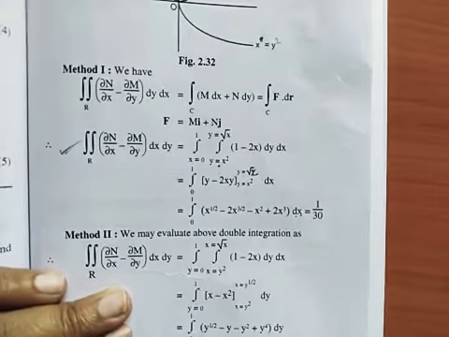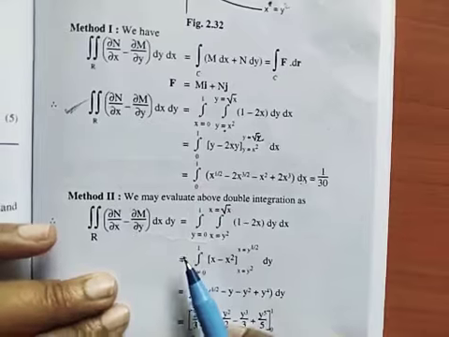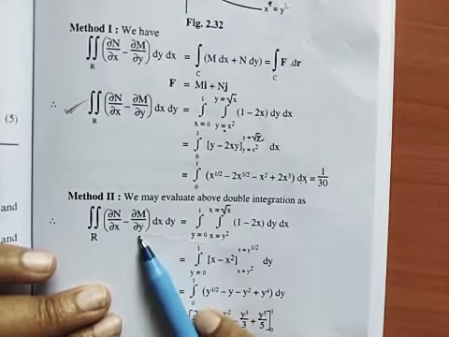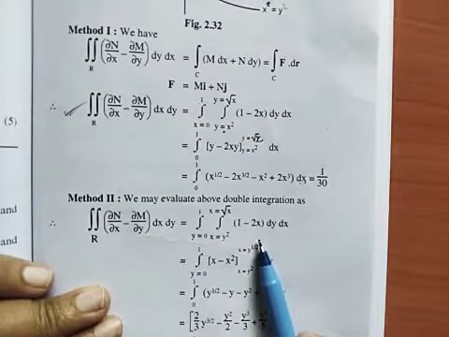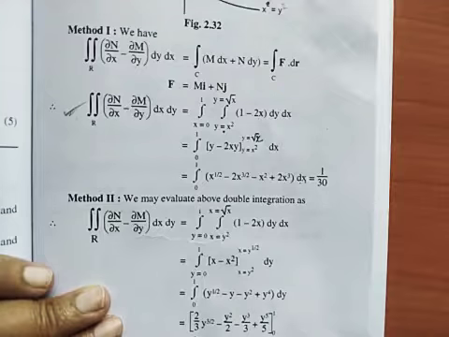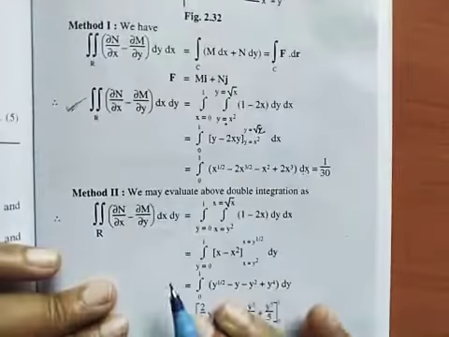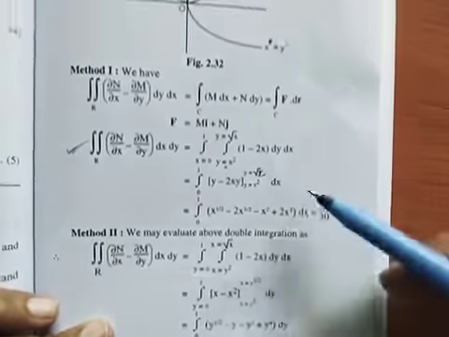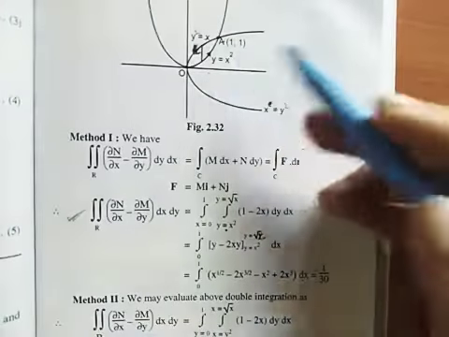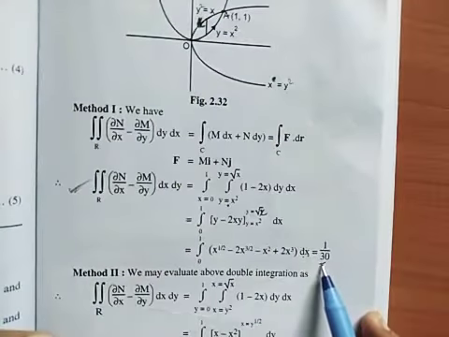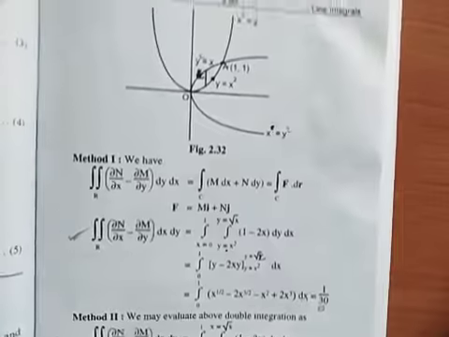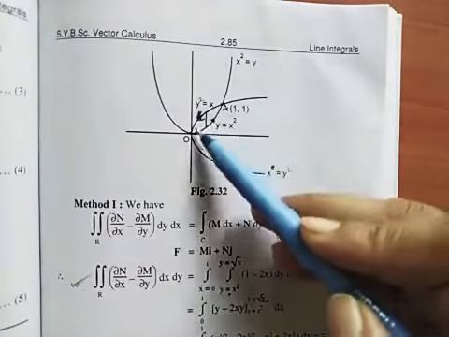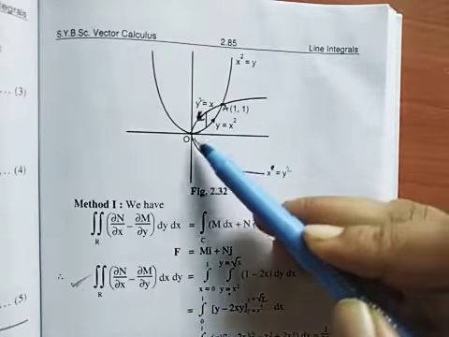Okay, in the book another method is given in which a strip parallel to the x-axis is considered. In that way also we can find it, but here we have considered a strip parallel to the y-axis. So what value do we get? 1/30. Now next we can find this integral by using the line integral.